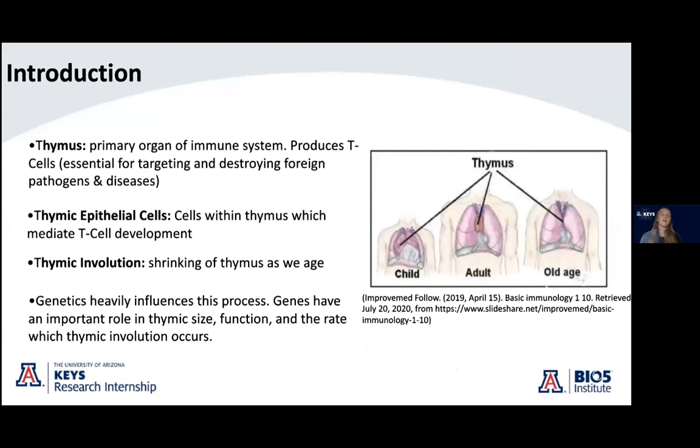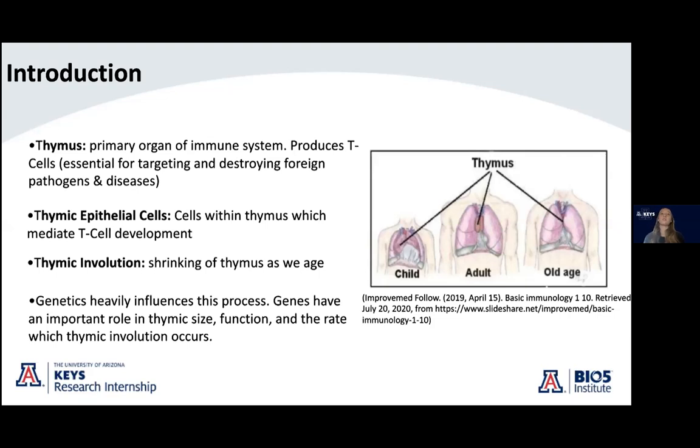The primary organ of the immune system is called the thymus, and it actually produces T cells which help target and destroy foreign pathogens within our body. In the thymus, there's something called thymic epithelium, and these are cells and tissues within the thymus that actually mediate T cell development. They're extremely important to the entire function of the thymus. As we age, there's actually a phenomenon called thymic involution, where our thymus area actually shrinks, as you can see from the figure on the right.